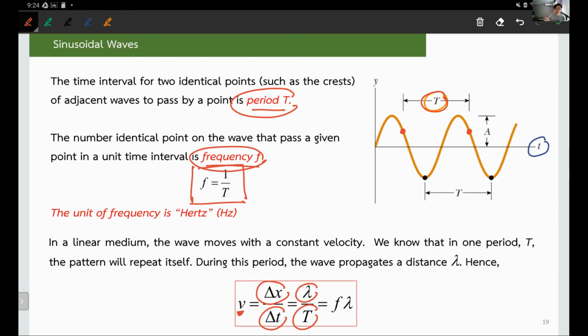Or you can flip the period up to the frequency. That's why you have probably seen this one before, v equals f lambda. That's the speed of the wave. But it's not a special formula or anything. It's just distance over time. Done.